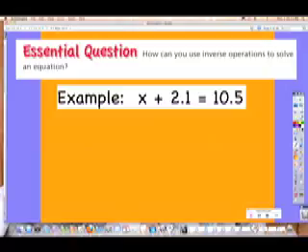Inverse operation. Can I get a hand in the air? Tell me about the inverse operation. Elena, what are we going to do? It's the opposite of the other number on the other side of the variable, I guess. Okay, opposite of the other number. Which one? Be specific. What am I going to inverse? You're going to inverse the 2.1. Yes, we're going to inverse the 2.1 right now.